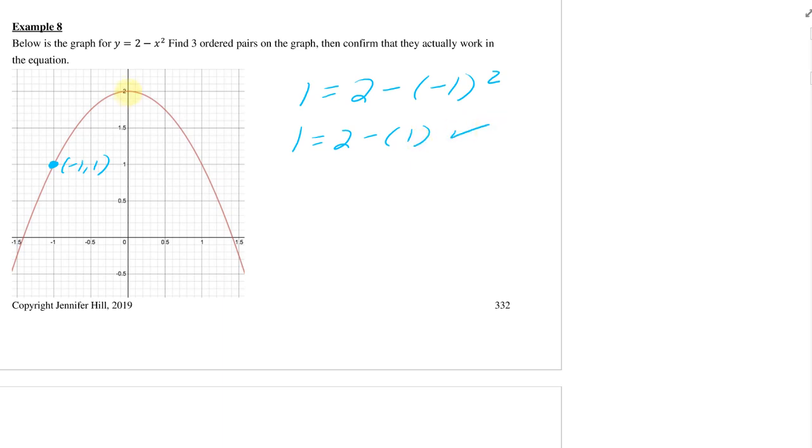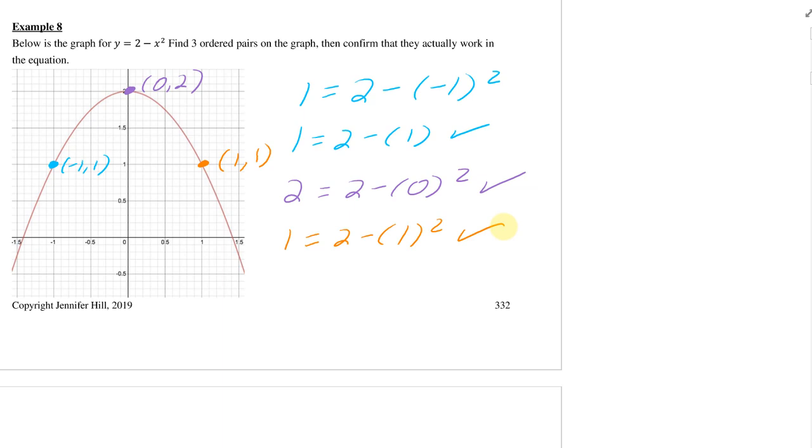Okay, so now let's move on to, I can definitely read this point here. So this is the point (0, 2). Let's see if this works. So it says 2 equals 2 minus 0 squared. So that would be 2 minus 0. So that definitely works. And then let's just do one more. I can read this point, so I'm going to choose this one. This is the point (1, 1). So this would say that 1 equals 2 minus 1 squared. And that would just be 2 minus 1, and that does indeed equal 1, so we're good to go.